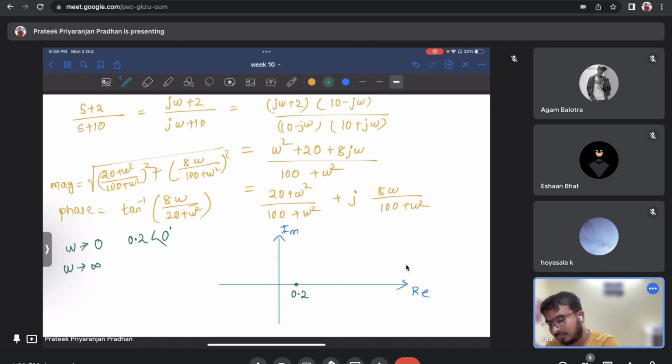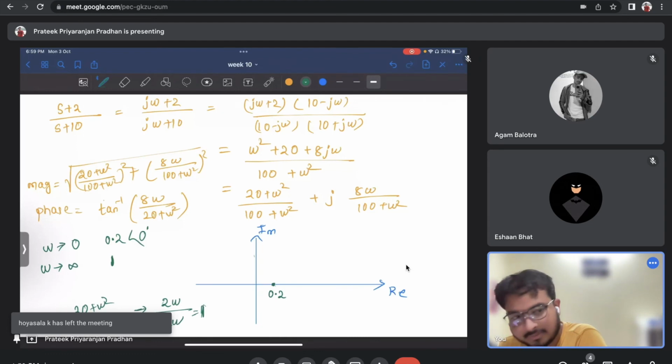So for omega tends to infinite, it will be 20 plus omega square divided by 100 plus omega square. So it's infinite by infinite. So you need to take the L'Hopital rule. First derivative will be 2 omega divided by 2 omega. I differentiated with respect to omega. So this will be 1. Okay. And what about the angle?